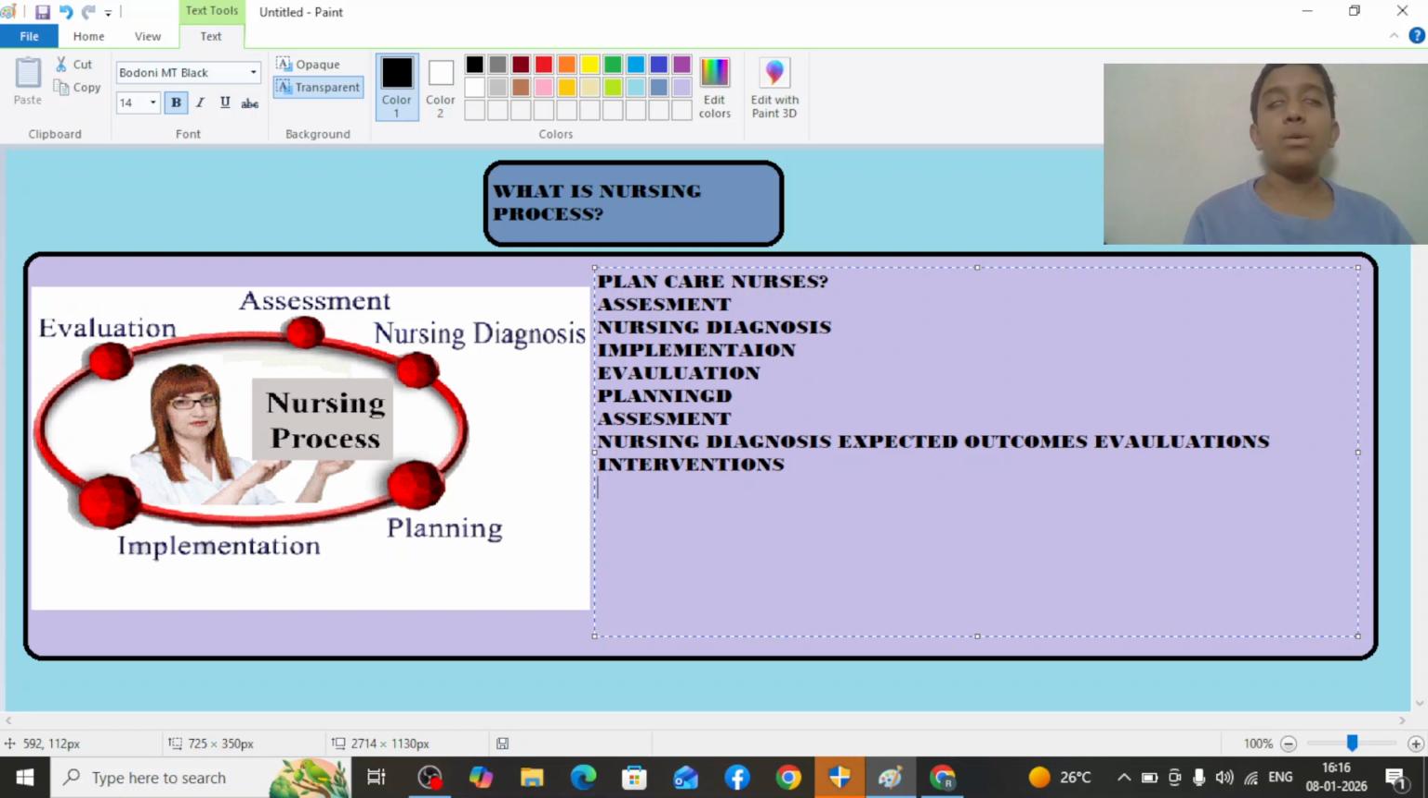And the column care plan we have learned. The column care plan also works like this. So now I hope you understand what the nursing process is.